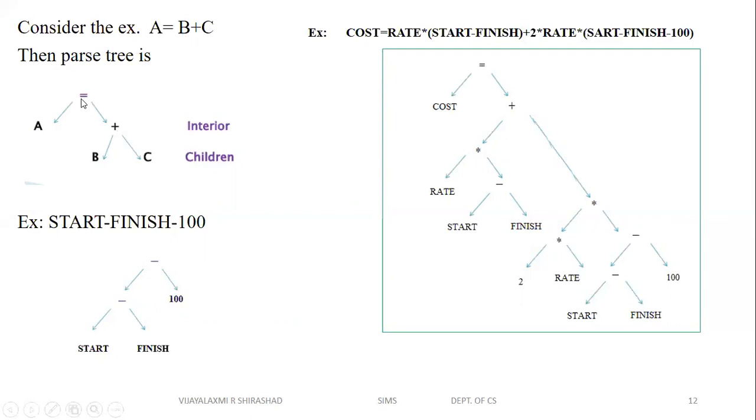So the operator should always be considered as the root, and the operands should be considered as the right and left operands. But in the right operand, that operand is again expanded with B plus C. Again this middle operator will be considered as a root, and the other two are called children, and this is called an interior node. This is also called children, but the children will be treated here as a plus symbol. So now I will say A, B, C are the children for the parse tree plus and equal.